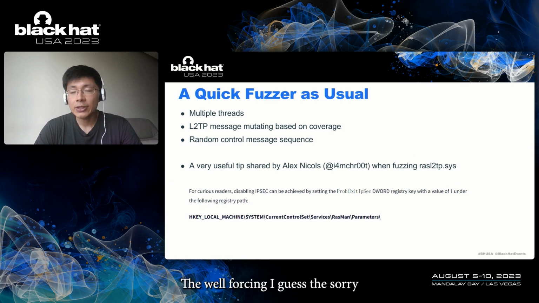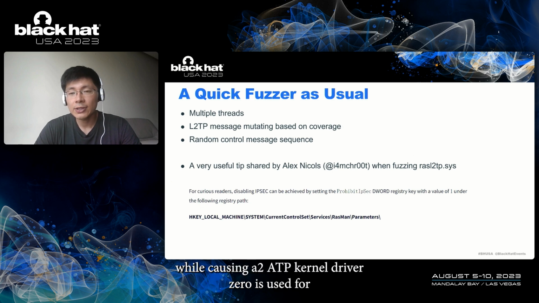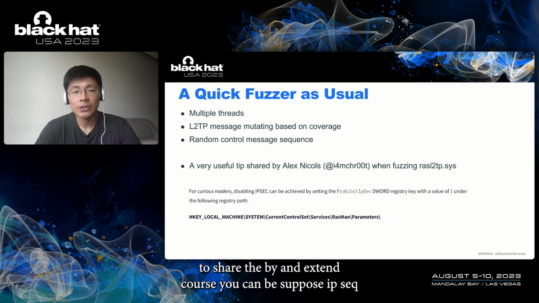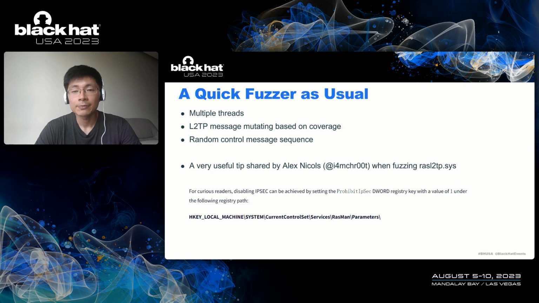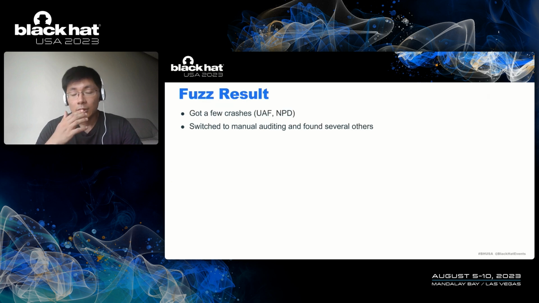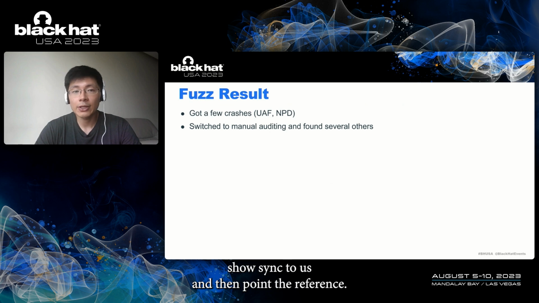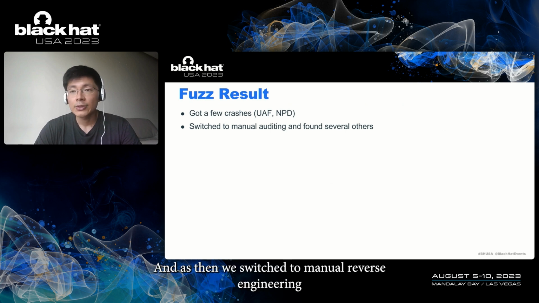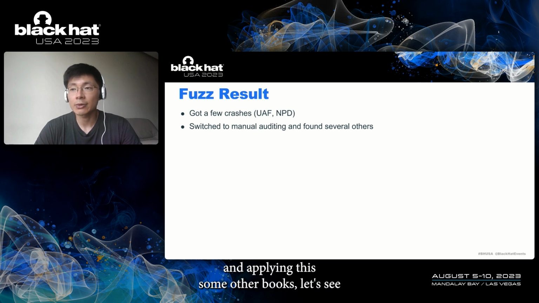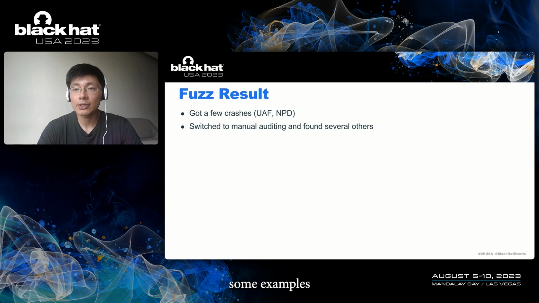While fuzzing the L2TP kernel driver, there is a useful tip shared by Alex Nichols. You can disable IPsec by modifying a registry entry. So our fuzzer got a few crashes, including UAF and null pointer dereference. And then we switched to manual reverse engineering and found some other bugs. Let's see some examples.